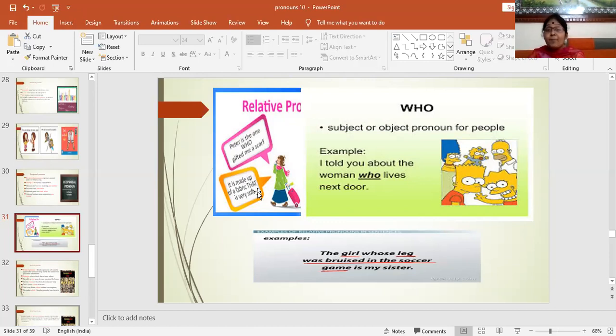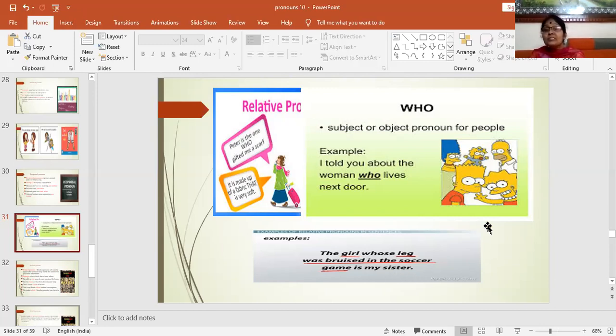It is made up of a fabric that is very soft. What is very soft? Fabric, right? And here we are relating the two sentences with a relative pronoun, that. Similarly, in this sentence, you see, I told you about the woman who lives next door. Lives next door is extra information about the woman, right? The girl whose leg was bruised in the soccer game is my sister.